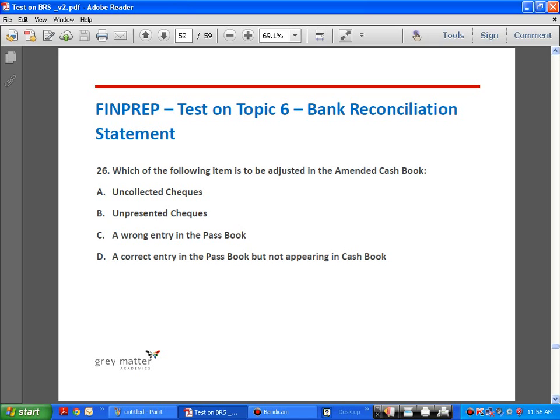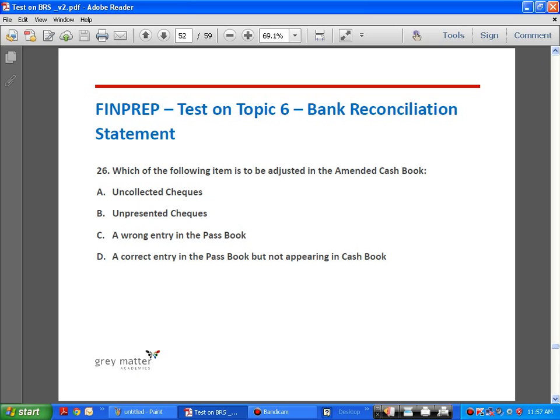But when we start with the balance as per the amended cash book, we would have already taken into account the errors and the omissions that the customer has made at his end. And so the BRS, when started with the balance as per the amended cash book, will have only items of timing differences and errors by the bank.